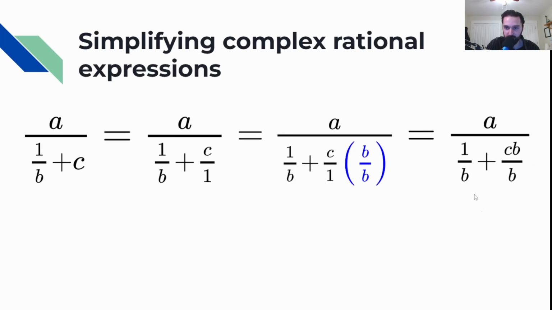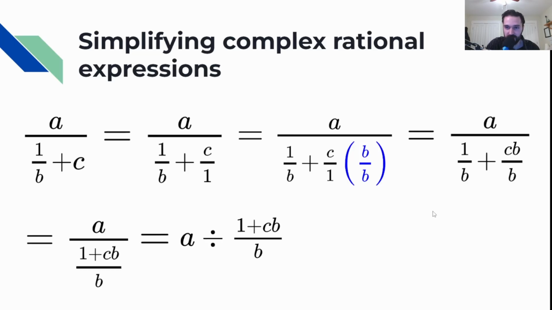Now we're ready to add these fractions because they have the same denominator. So this is the part where we condense two fractions into one. We have 1 plus cb up top over that common denominator we found, b. So we have a divided by this whole thing. So let's write it that way. Let's use the division sign to show what we're doing.